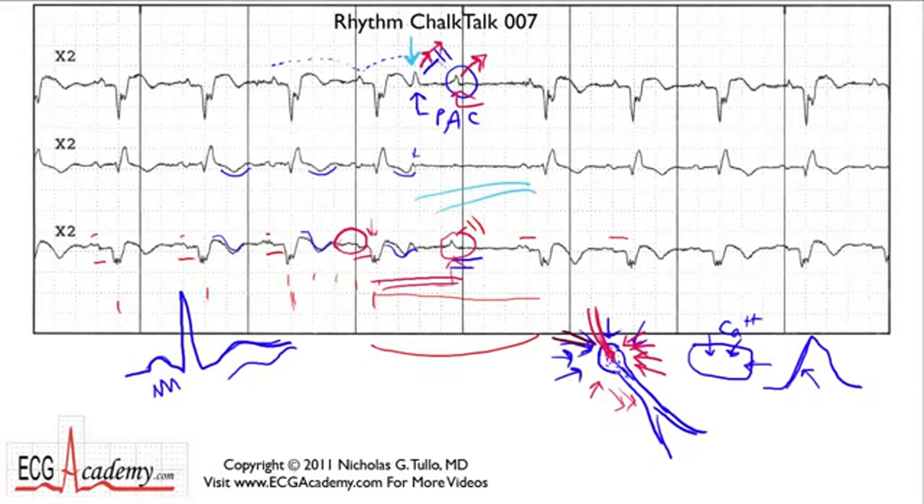So that was the little hidden fly in the ointment, so to speak, that you need to be able to recognize and label this strip correctly. So that was kind of fun, and I enjoyed showing that to you. I hope that helps you understand the cardiac physiology a little bit better, and that's what I'm trying to do with these Rhythm Chalk Talks.